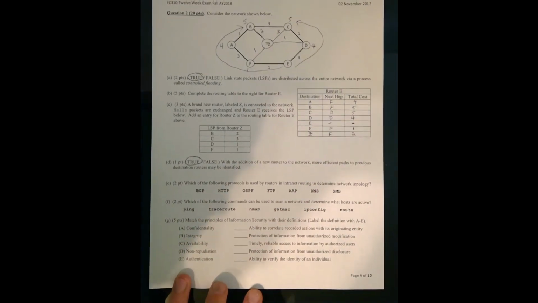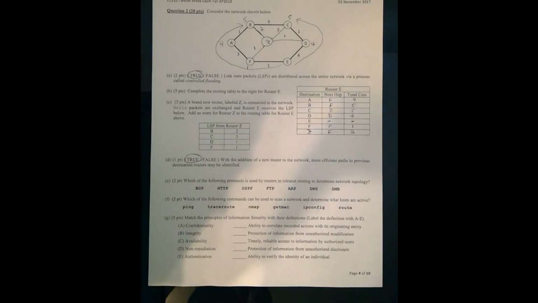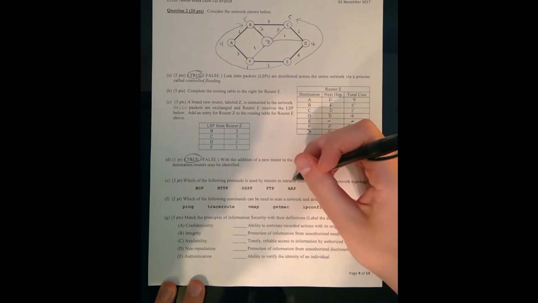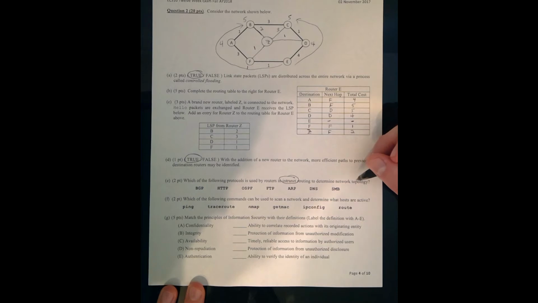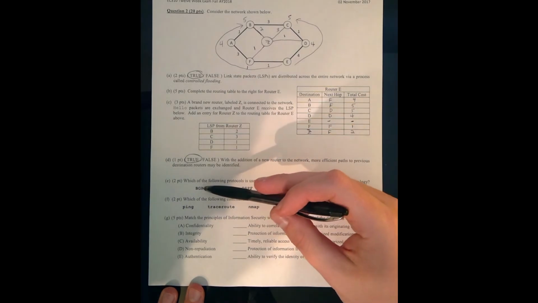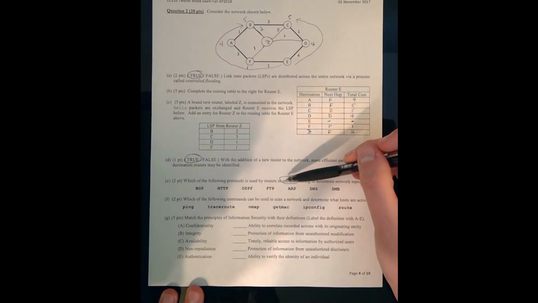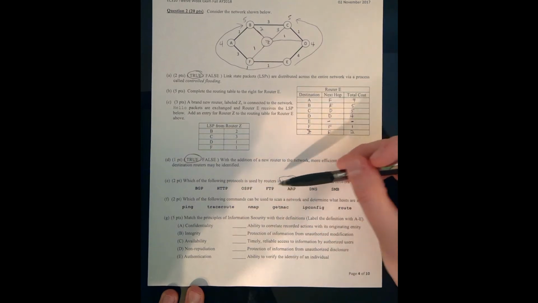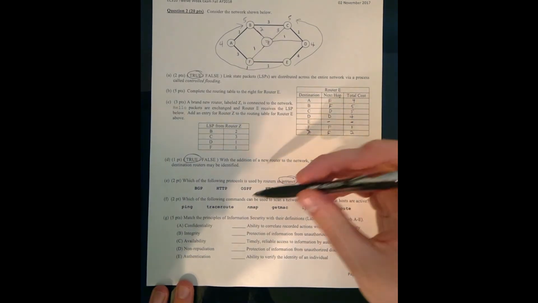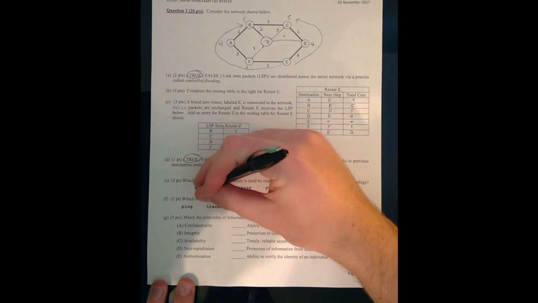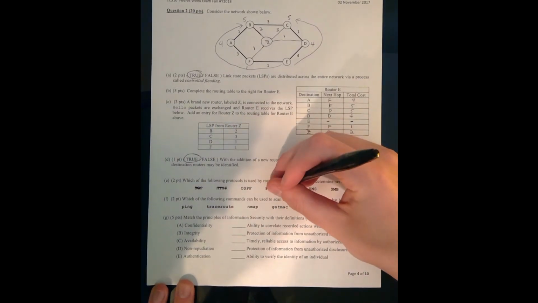Next up, which of the following protocols is used by routers in intranet routing to determine network topology? So the keyword here is intranet, and then determine network topology. So BGP might be an answer if this was internet. HTTP is an application, so is FTP, DNS, and Samba. So those ones we can kind of cross out. BGP is internet, not intranet.